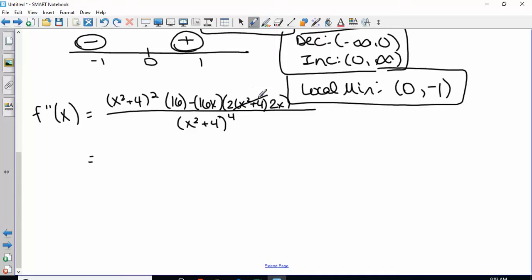All of these have an x squared plus 4, so we can cancel one of those out. So we have 16 times x squared plus 4, so 16x squared plus 64, minus 16x times 2 times 2x, so that would be 64x squared over the denominator.